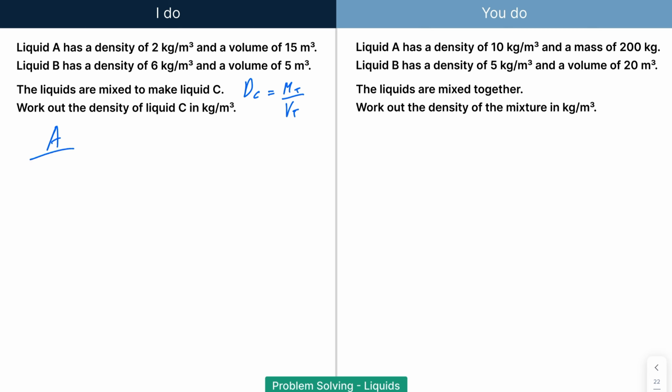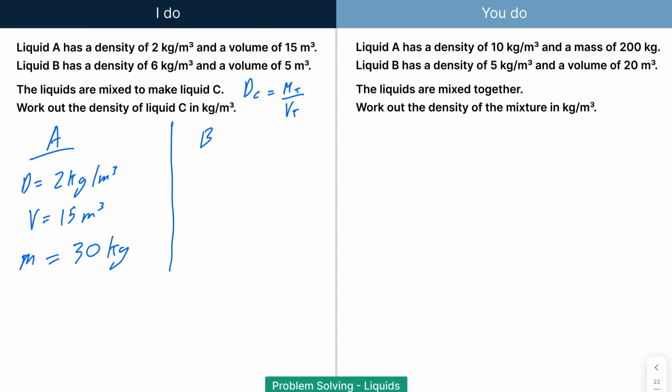So if I write A here, for A we have a density of 2. We have a volume of 15, and density is mass over volume. So if I just did 2 times 15, I would get 30 kg. That is your mass. So that's that done. And on this side, if I do B, it says the density is 6 kg per meter cubed. It says the volume is 5 meters cubed, and so the mass is just going to be 6 times 5, which is 30 kg. So that's all that done.